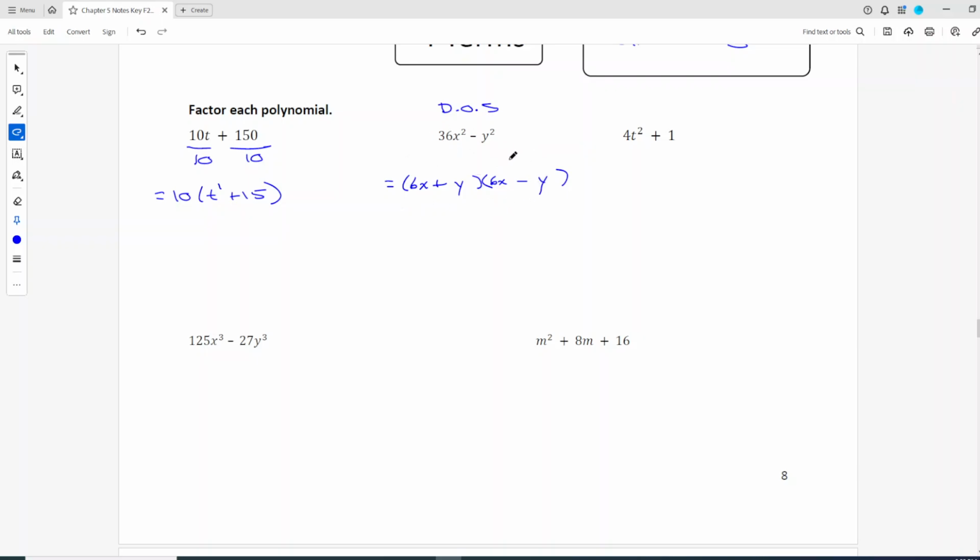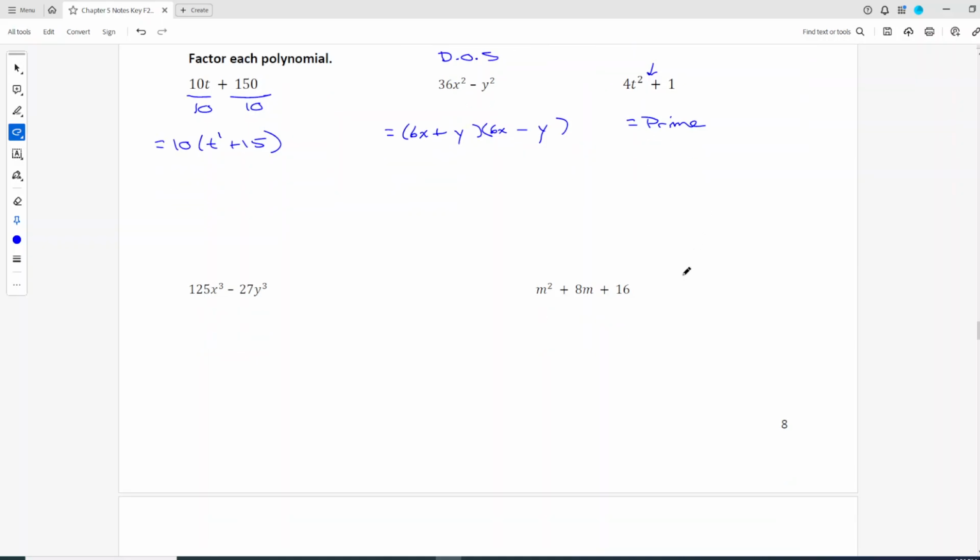Always check to see if you can greatest common factor in the end, because maybe you missed it in the beginning. This next one, I try to greatest common factor first. There isn't one. Then I notice that my exponents are even. My numbers are perfect squares, but it's a plus sign. This is not a difference of squares. So this one we would actually write prime. Prime means that it is only divisible by itself and 1, which means it's fully factored.